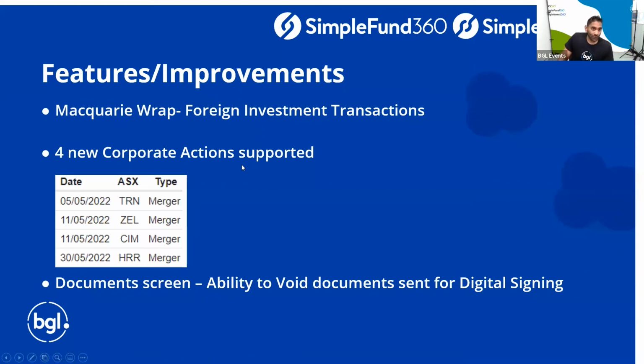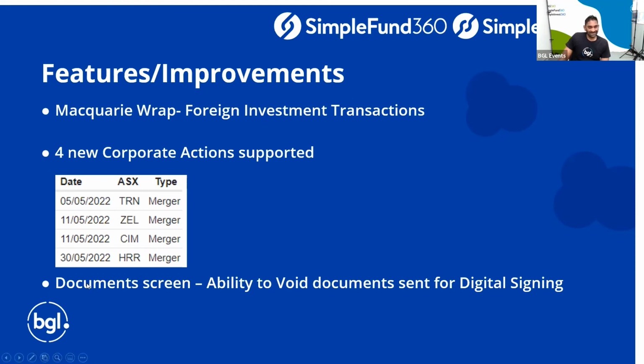We've added 4 new corporate actions to the last release as well. So these are 4 mergers for these 4 ASX codes, which took place in the month of May. Won't go through them really. And we'll keep adding to this list each sprint, or rather release, as we go through.